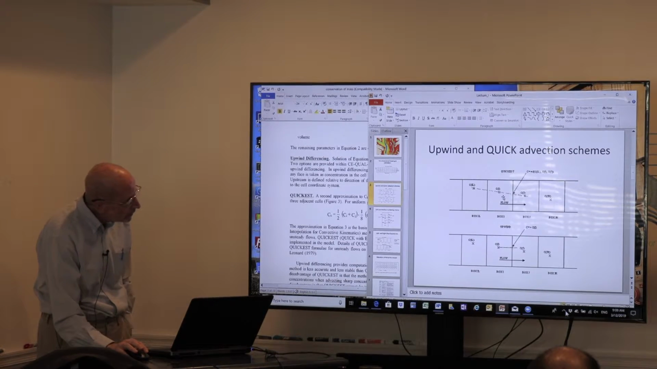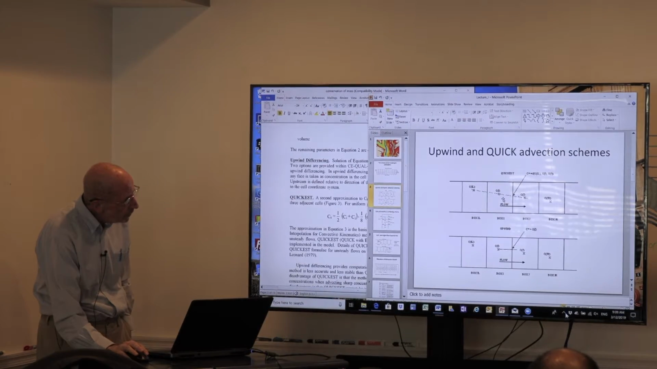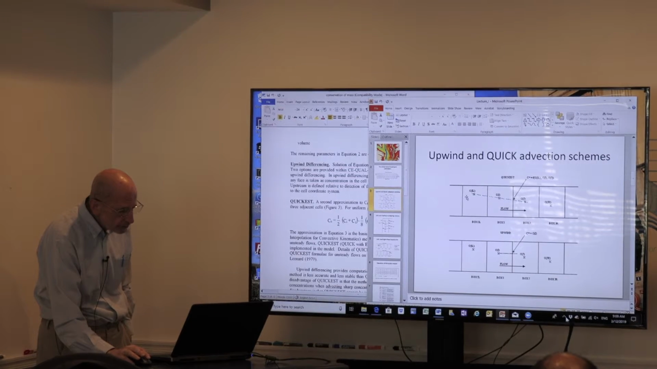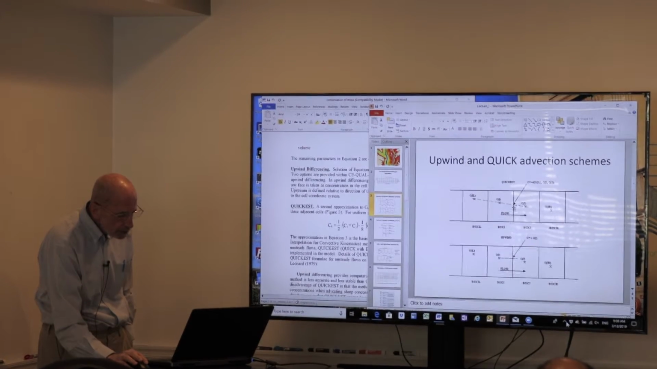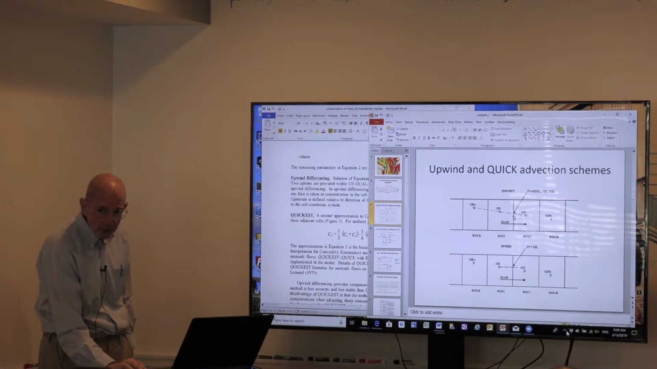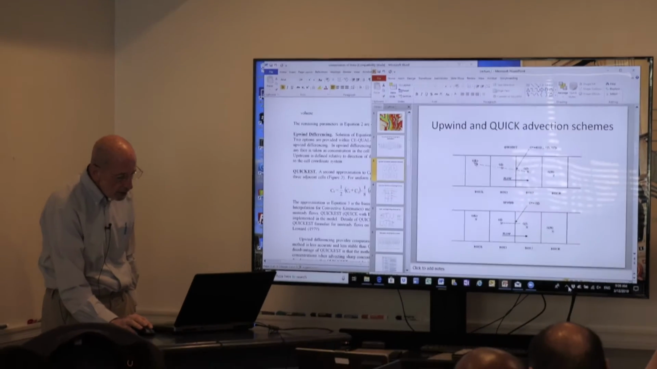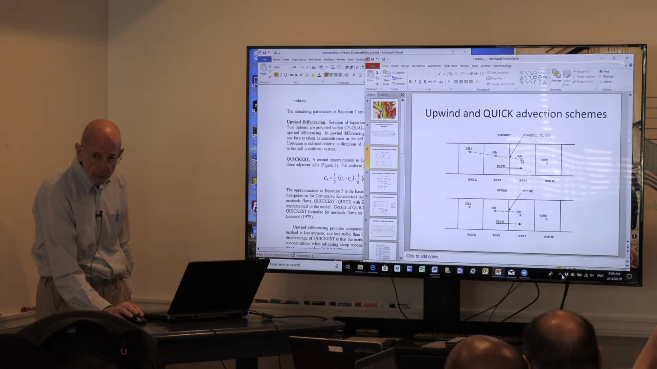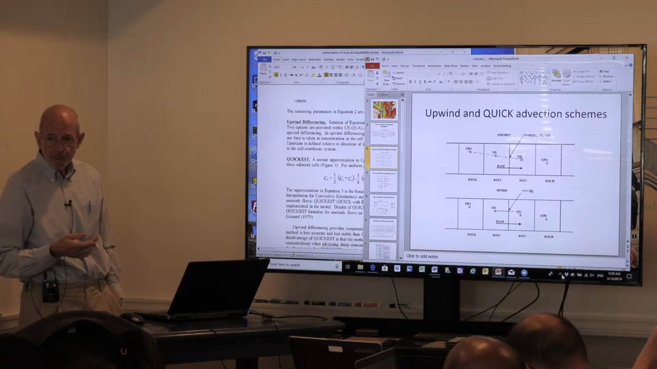This is a diagram, if you will, of quick or quickest. As I said, if we want the concentration that flows across this face, we take two boxes upstream and the actual box in which we're interested, and we fit a parabola to it. So the concentration at this face is, if you will, a function of these three cells.